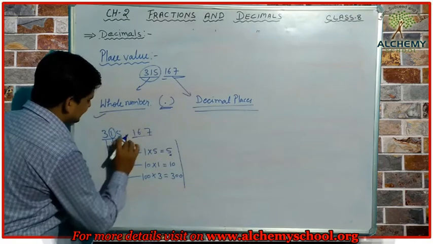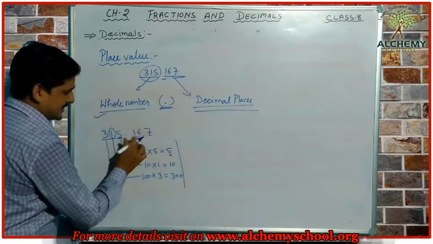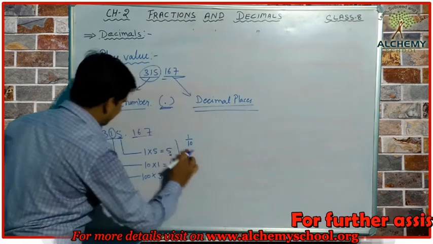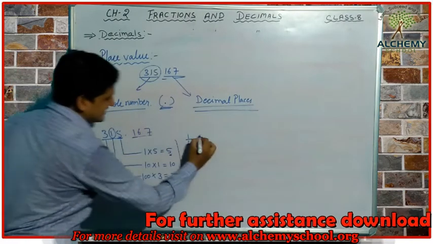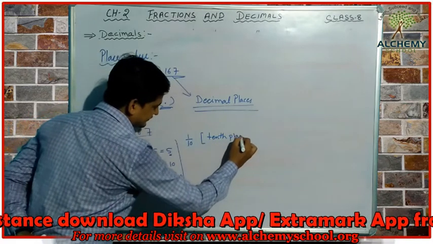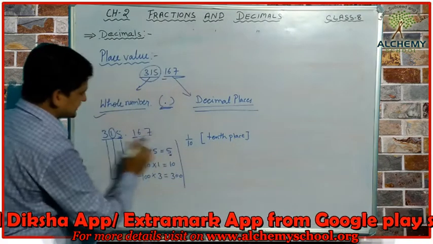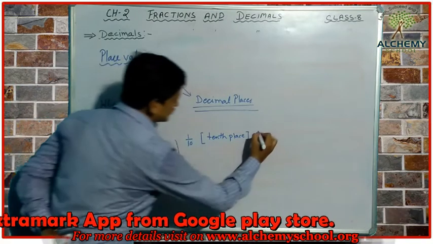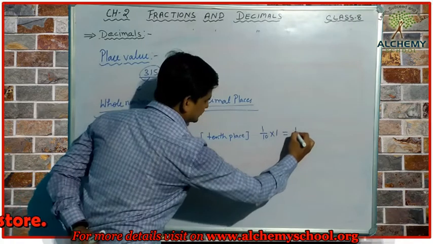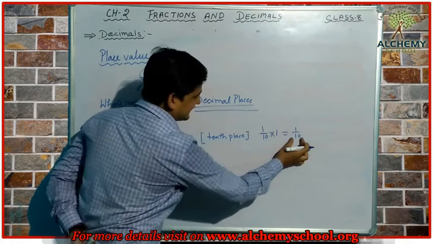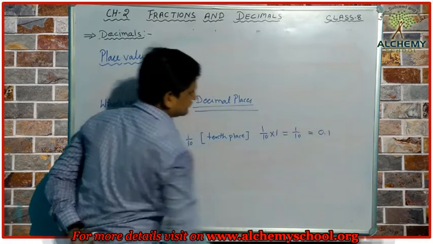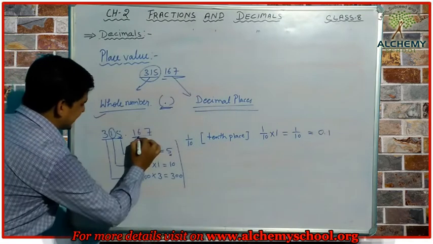At the same time, the first digit after the decimal point is represented by 1 upon 10. So 1 upon 10 is the place value of the first digit. It is called the tenths place. Because 1 is on that place, we can write 1 upon 10 into 1 is equal to 1 upon 10. When we write it in the form of a decimal, we can write 0.1.